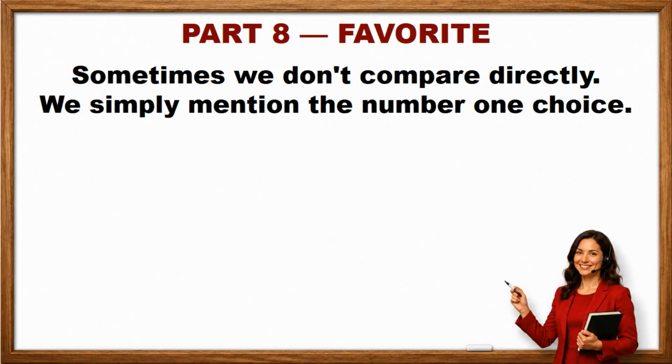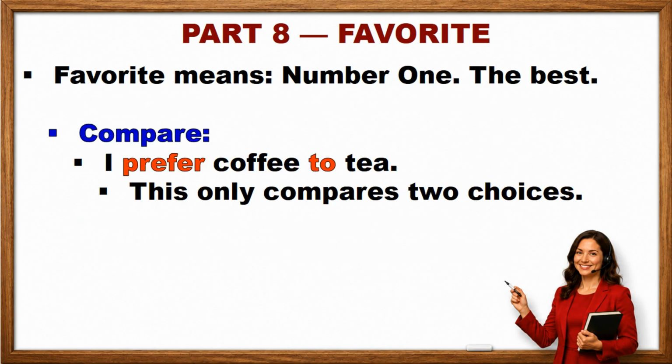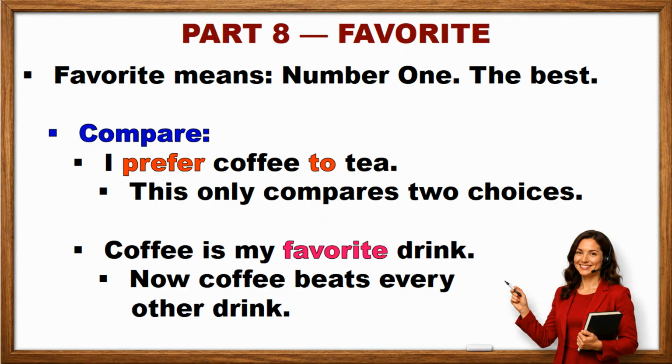Part 8. Favorite. Sometimes we don't compare directly. We simply mention the number one choice. Examples. Blue is my favorite color. Pizza is my favorite food. English is my favorite subject. Favorite means number 1. The best. Compare. I prefer coffee to tea. This only compares two choices. Coffee is my favorite drink. Now coffee beats every other drink.